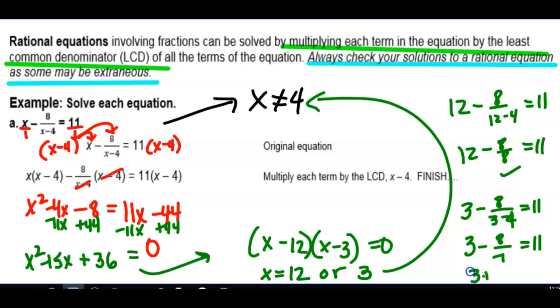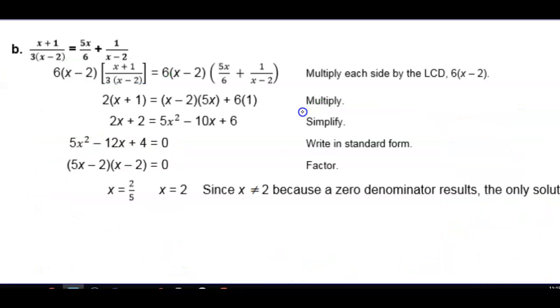And so this would be 3 plus, this was 8 divided by negative 1, which is negative 8, so plus 8 equals 11, and that checks as well. These are really tricky to check sometimes. They should always work if you have not made a mistake along the way, and as long as your answer does not make the denominator 0.